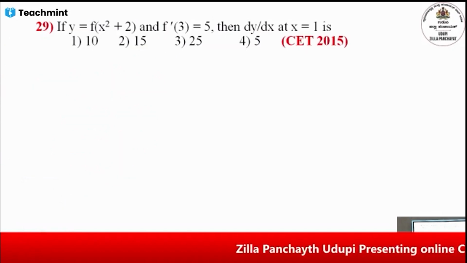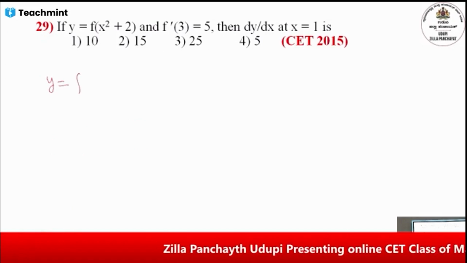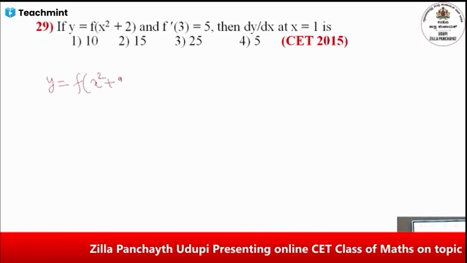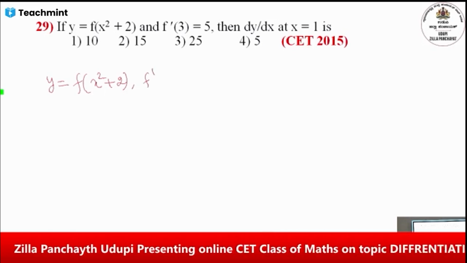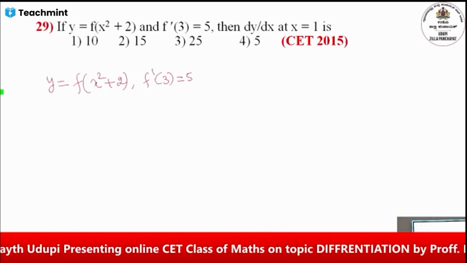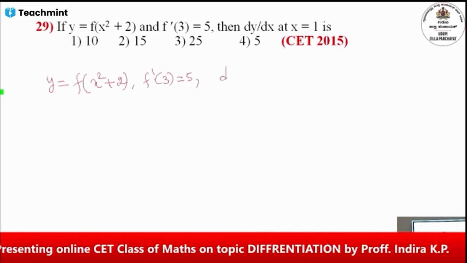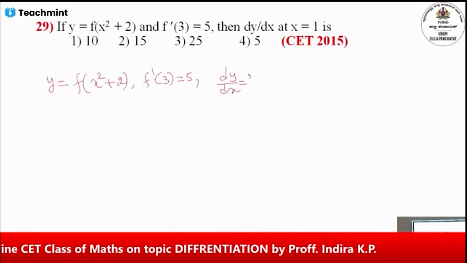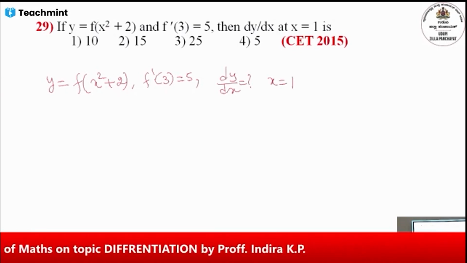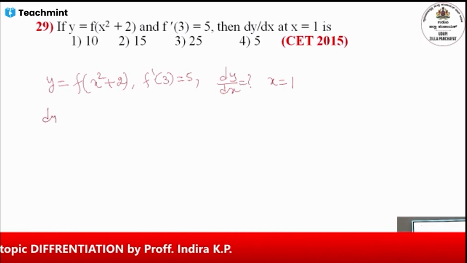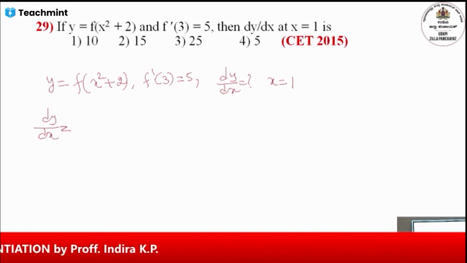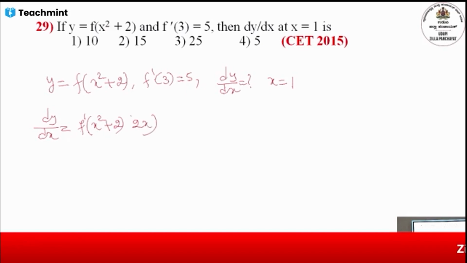Let's go for the next question. Y is f of x squared plus 2 and f dash of 3 is 5. What is it that you require? You require dy by dx at x is equal to 1. So from here, what is dy by dx? Derivative of y is f dash, that is f dash of x squared plus 2. Derivative of f is f dash, then the derivative of x squared plus 2 is what?